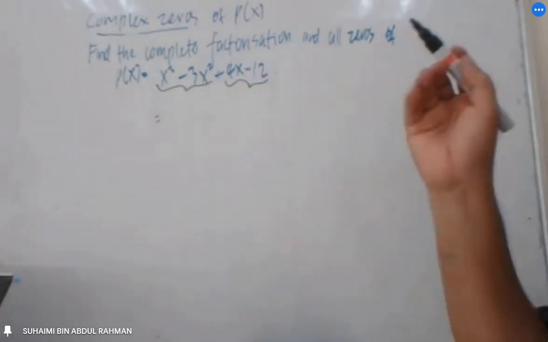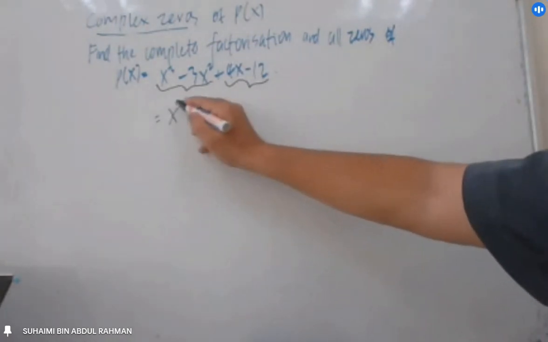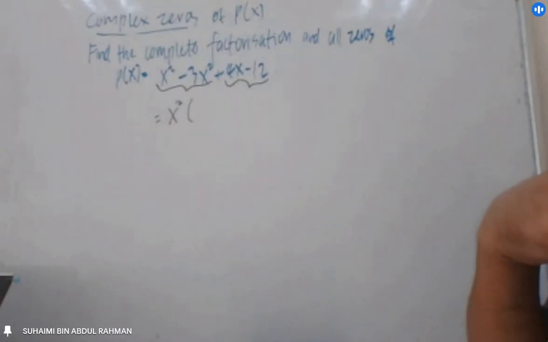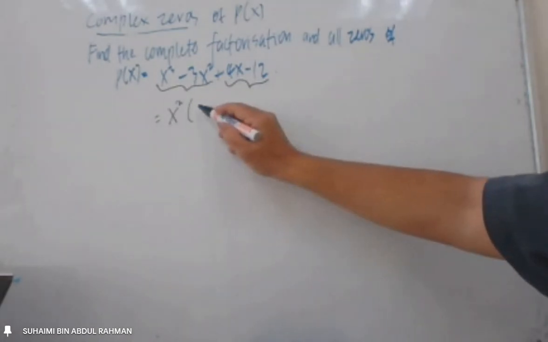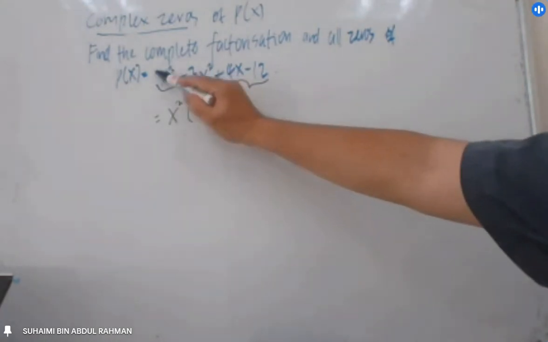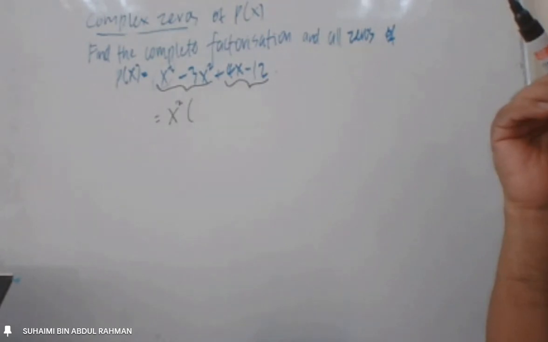Common factor here: x squared. Now we want to produce x to the power of 3. So what do we have to do? X multiplied by x minus 3? No, we want to produce this one. What do we have to do? X minus 3.